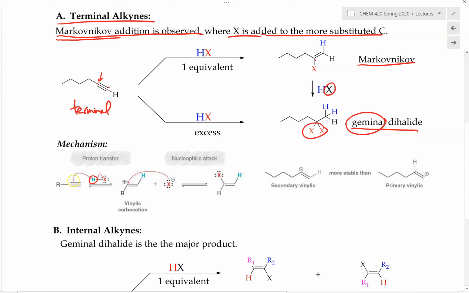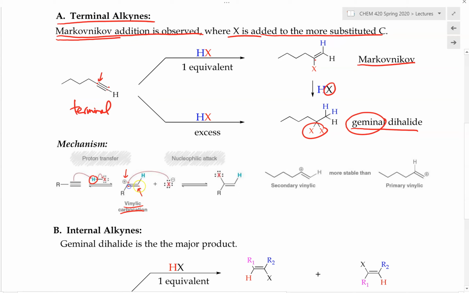And once this alkyne is doing a basic attack already, we can see that it will become a carbocation. And now we have two options. We can either have this carbon right here carrying the positive charge, or the other carbon carrying the positive charge. So those are the two options that we have. Now, one option will be preferred over the other depending on the stability of this carbocation. And this carbocation right here is referred to as the vinylic carbocation, because the carbocation is located on the vinylic carbon.